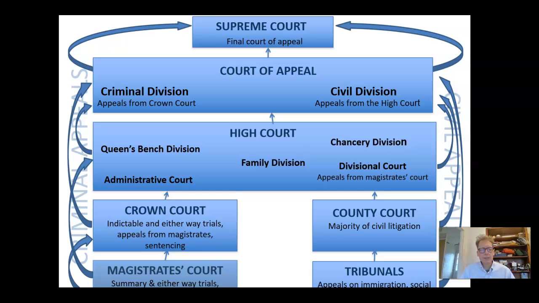The important thing here is you understand there is a hierarchy of courts, and that you always have to appeal to a higher court about either the verdict or against the sentence.